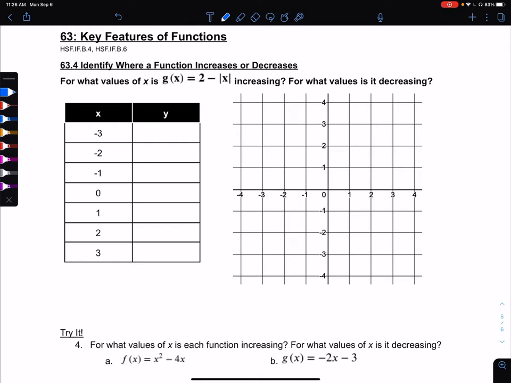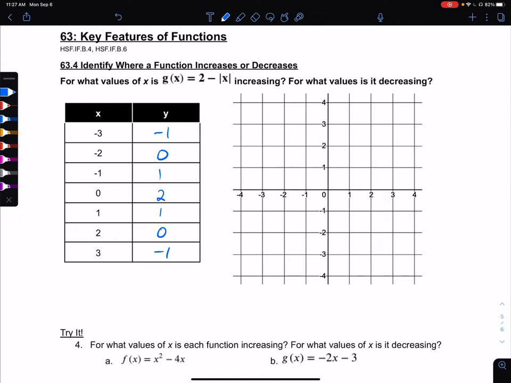If I plug in -3, the absolute value of -3 is 3. 2 minus 3 is -1. And the rest of the y values would be 0, 1, 2, 1, 0, and -1. Again, I took this 3 and plugged it in as 2 minus the absolute value of 3, so that would be 2 minus 3, which is -1. So this work comes from up here, in case you have any questions on that. But that's not the main idea. What we're really looking for is the increasing and decreasing. We just need those numbers.